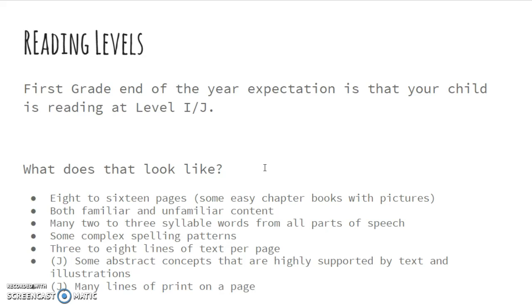They're both familiar and unfamiliar content. There's many 2 to 3 syllable words on the page. Sometimes there's 3 to 8 lines of text per page. They're in the higher level J. There's some abstract concepts that are highly supported by text and illustrations, and then there's many lines of print on a page. And so if you have any questions about this reading level or would like to see what it looks like, just please let me know.